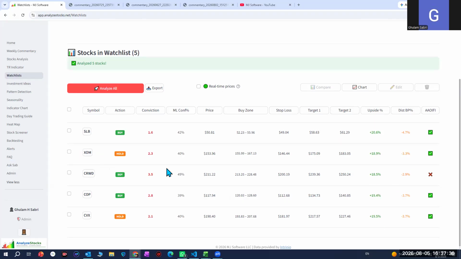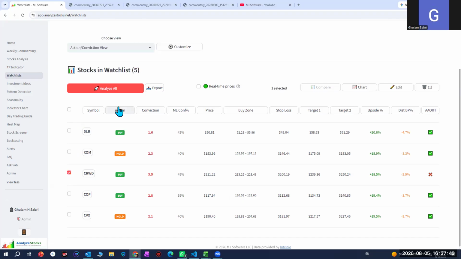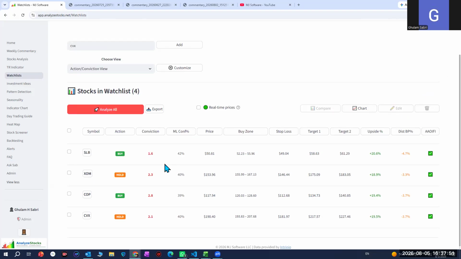Oil is still strong, although in the last few days it's coming down. But this one is not actually oil, this is CrowdStrike. This is in the wrong place. I need to delete this from here. How can I delete that? Here. So I can maintain a watch list of all different types of stocks that I want to maintain. Now CrowdStrike is gone from this list, okay?